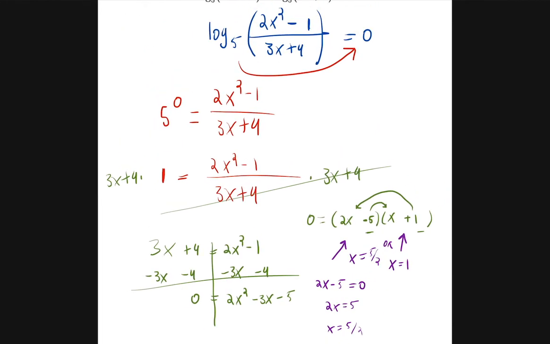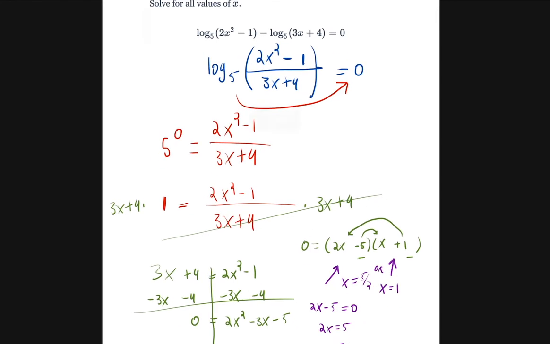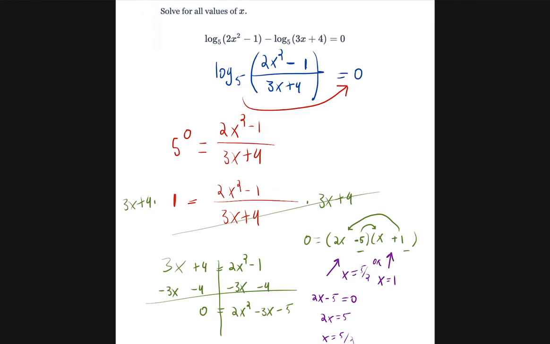And so again, what we need to see is, in the original equation, does that check out? Let's check the 1 first. If we check x is equal to 1, well, 2 times 1 squared minus 1, that's 1. And then here, this would be 7, okay? So this one's good to go. x equals 1 is definitely an answer.